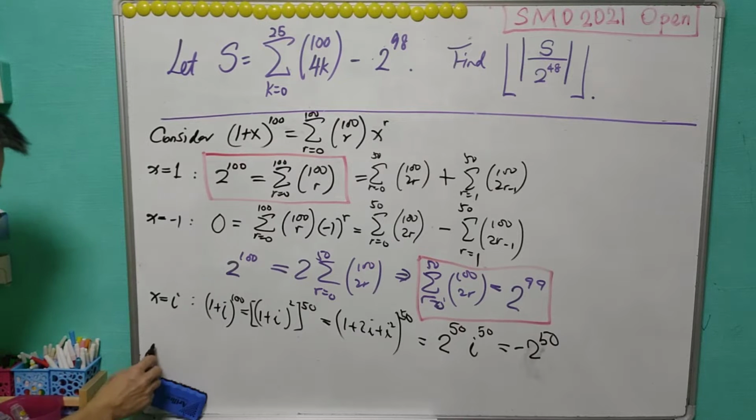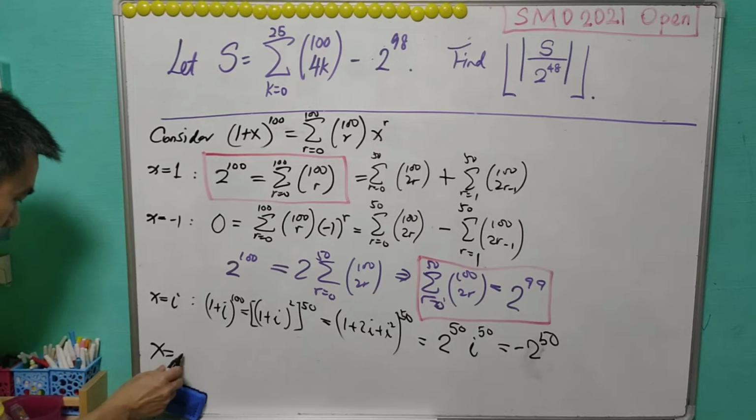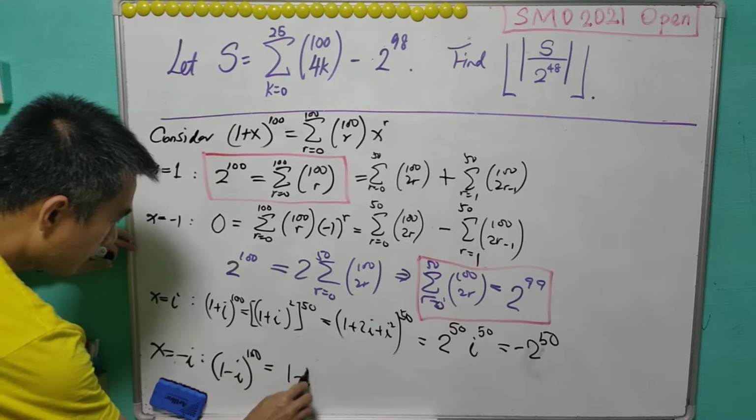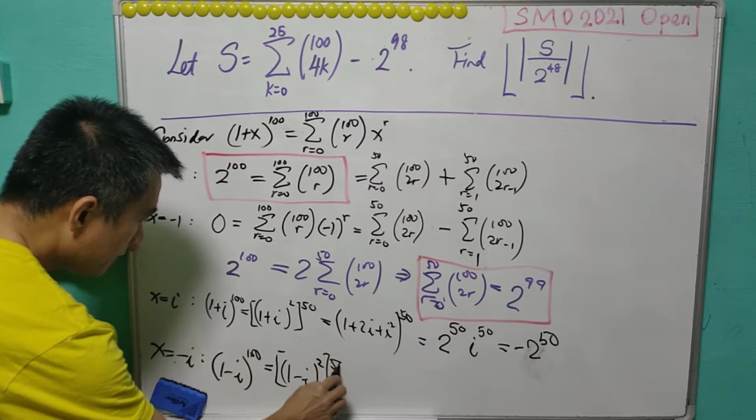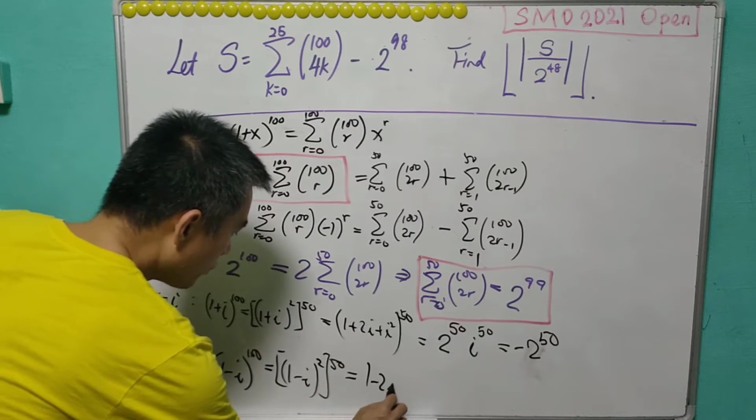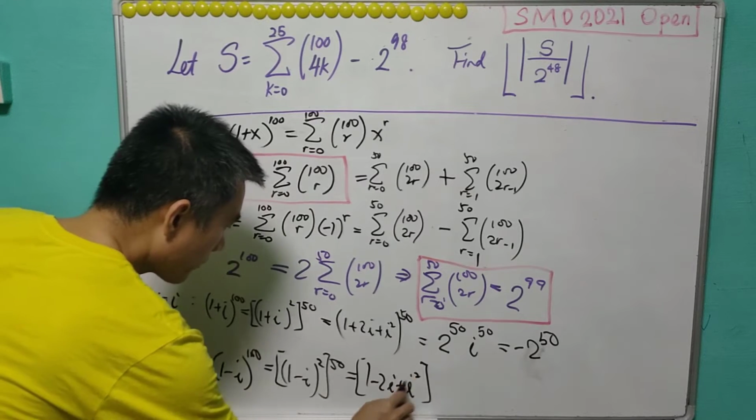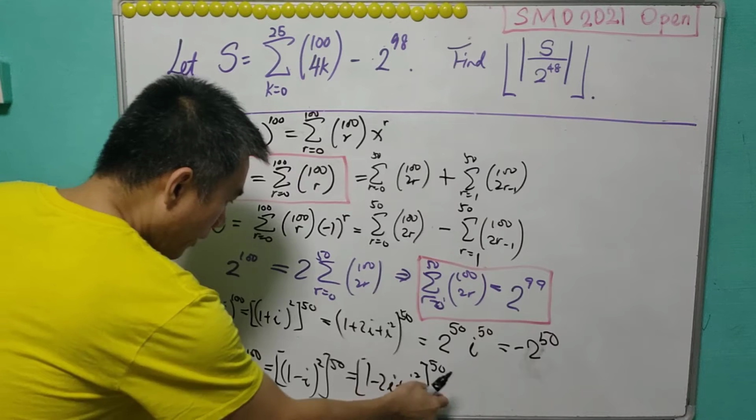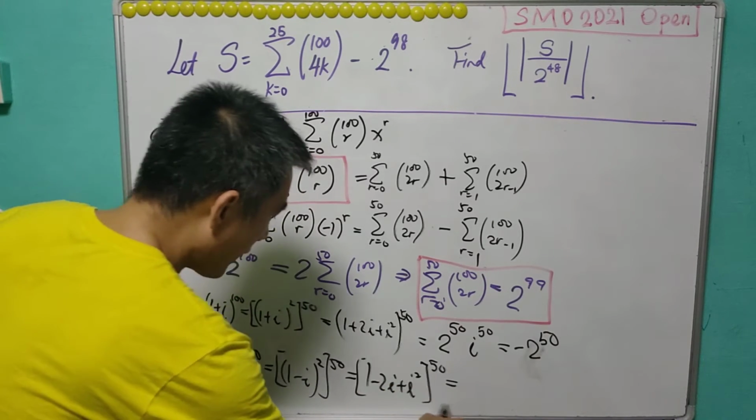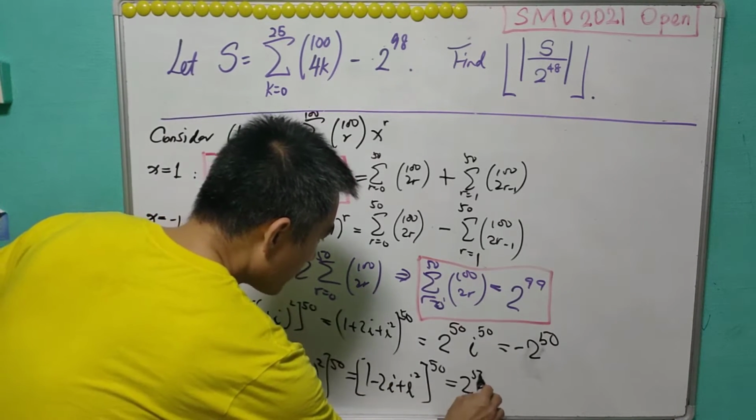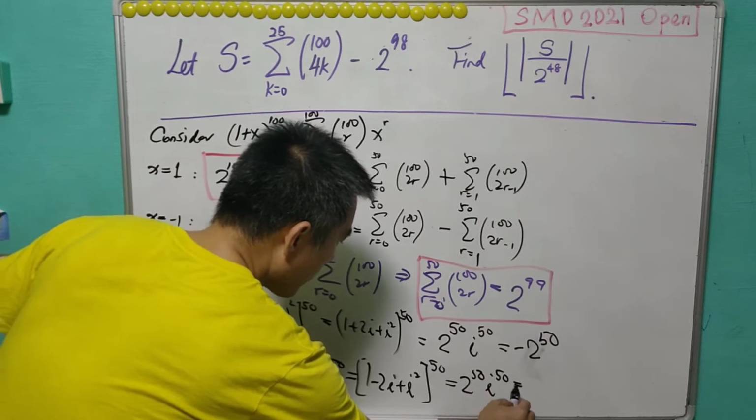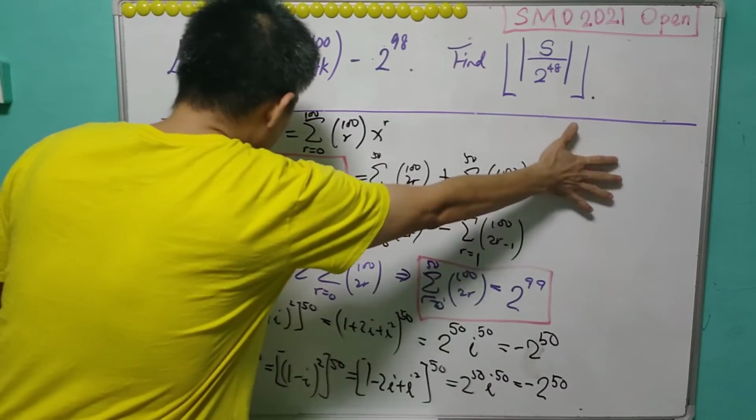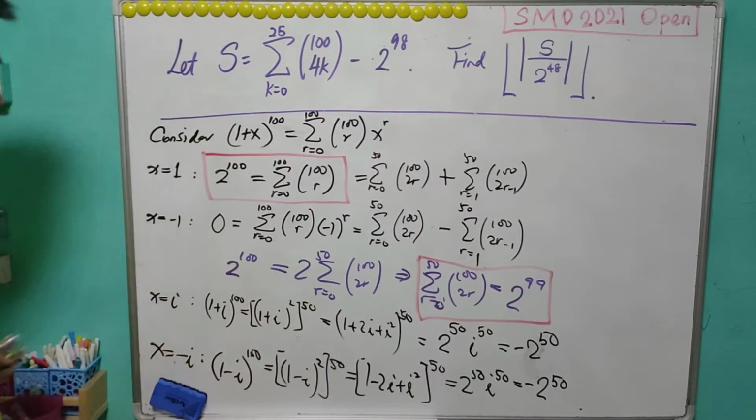On the other hand, when x equals negative i, we have (1 minus i) to the power of 100. Using a similar argument, (1 minus i) squared to the power of 50 equals (1 minus 2i plus i squared) to the power of 50. Again, the 1 and i squared cancel off, leaving negative 2i to the power of 50. Again, it will be exactly the same: 2 to the power of 50 times i to the power of 50, which is negative 2 to the power of 50 again. Let me write these two results over there and erase this part to save some space.